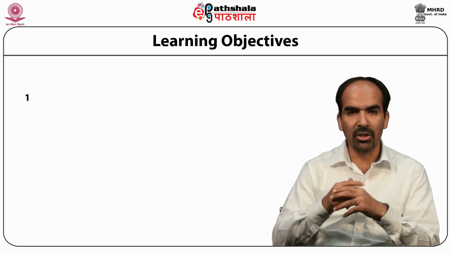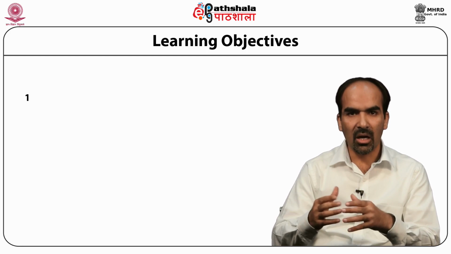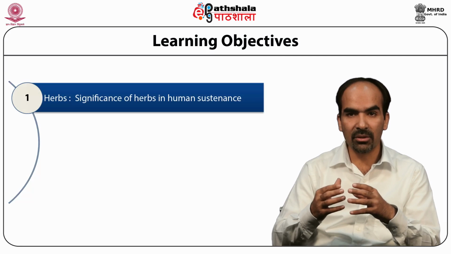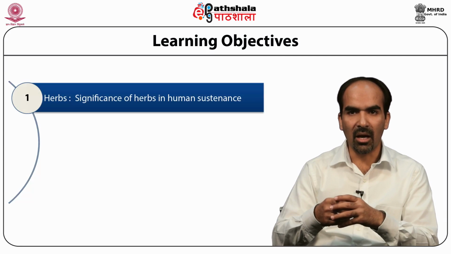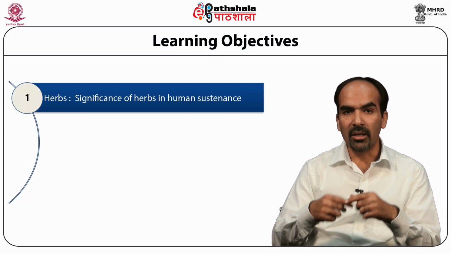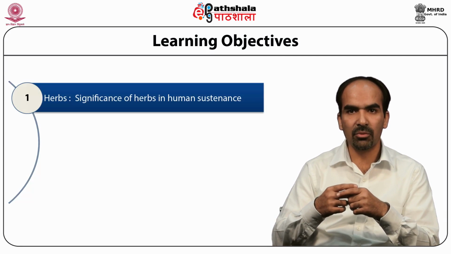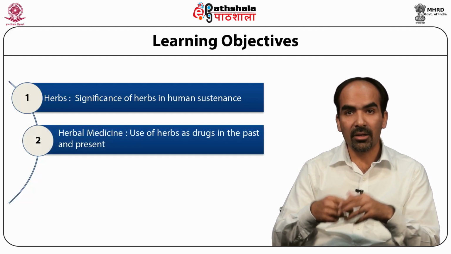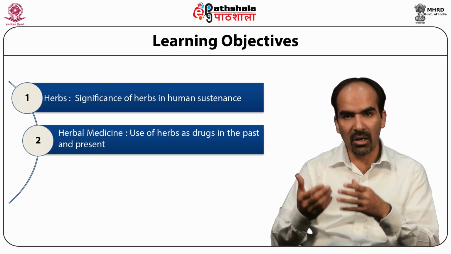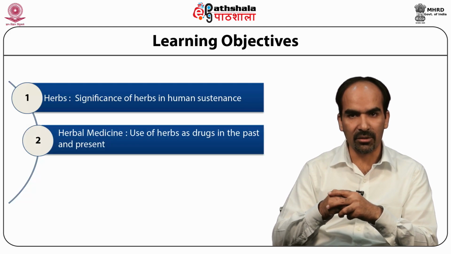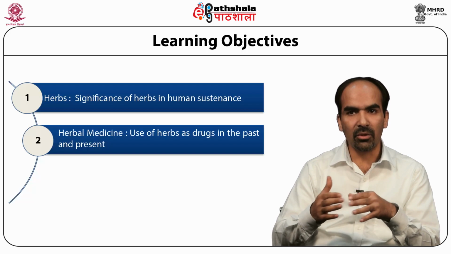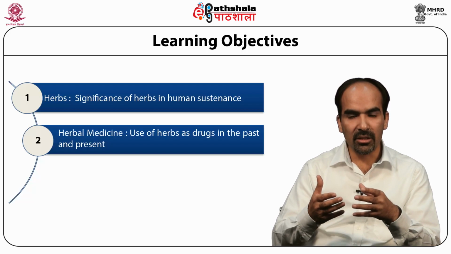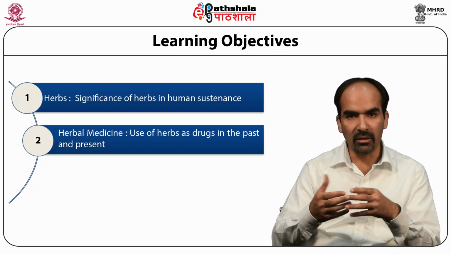Our first learning objective is that a student, after going through this module, should understand the significance of herbs in human sustenance and livelihood. The next objective is to understand the use of herbs as drugs in the past as well as in the present. Under this, we will discuss the role of herbal medicines in treating diseases and in maintaining health.